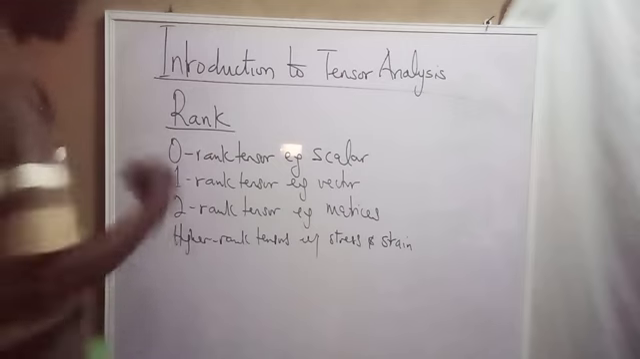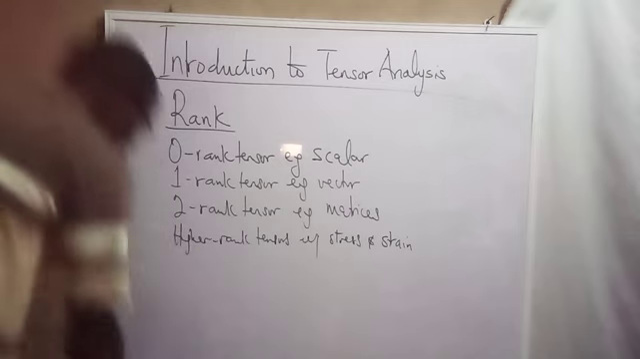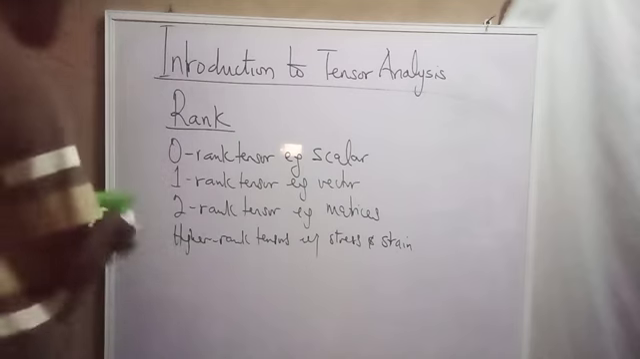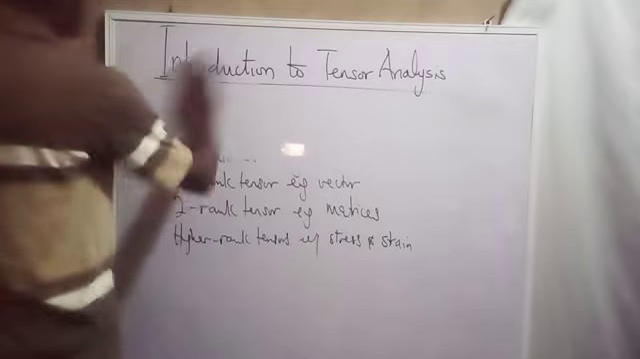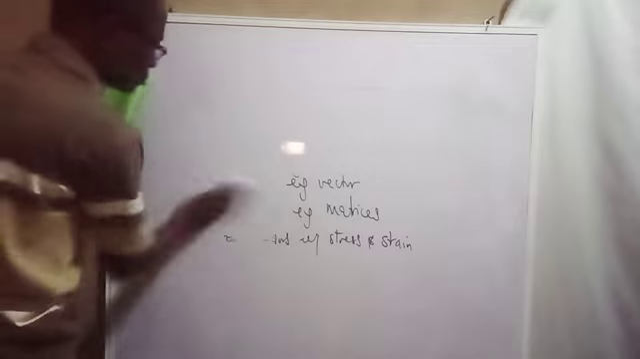Now let's look at tensor in terms of variance. In terms of variance, three comes into play here. We're going to analyze or state three examples of tensors in terms of variance. Okay.